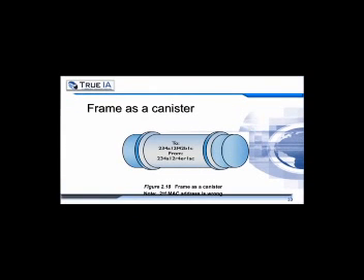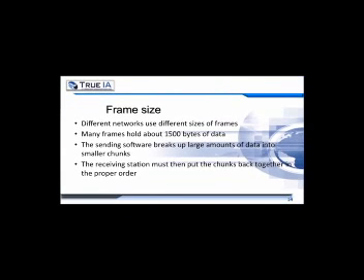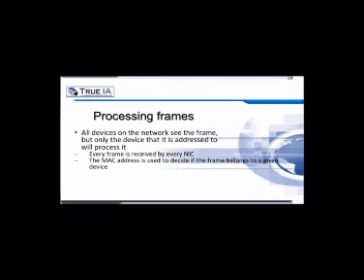You can think of this frame as a canister, much like you'll use at your bank drive-thru. It contains all of this information that we now need to put on the wire. Different networks use different size frames. Many frames hold about 1,500 bytes of data. The sending software breaks up large amounts of data into those smaller chunks. The receiving station then puts the chunks back together in proper order.